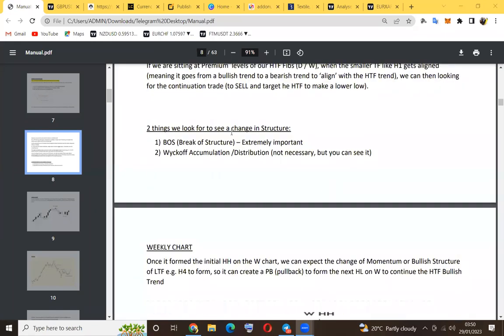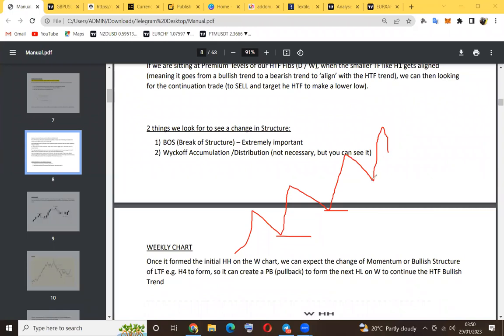Now, two things we look for to see a change in structure. The number one is BOS, break of structure. Extremely important. So if I have a market that is going up like that, this lower structure is very important for me when it comes to an uptrend. That's what is going to help me to know if the trend is over or not.